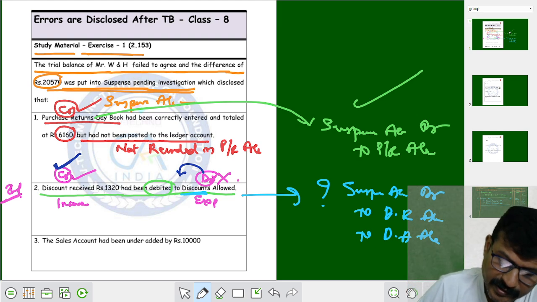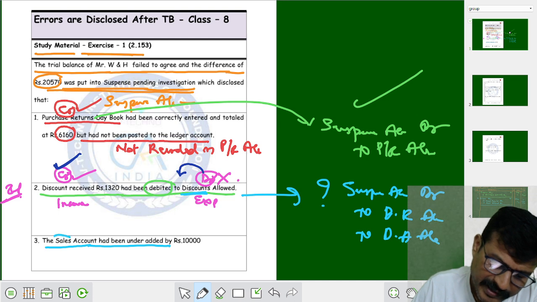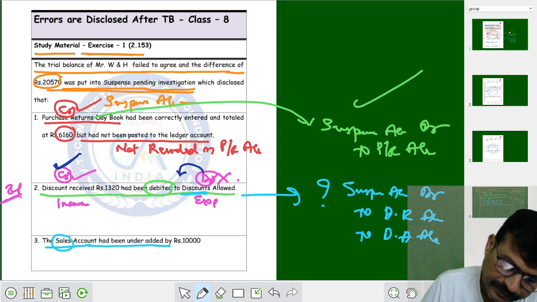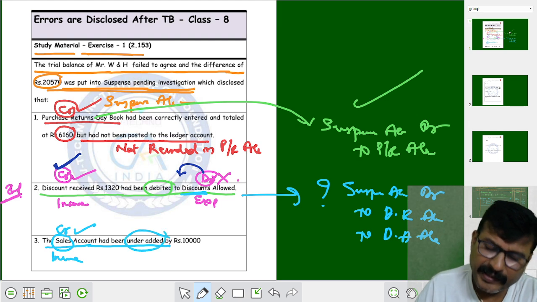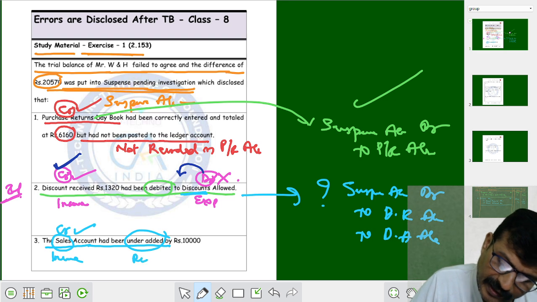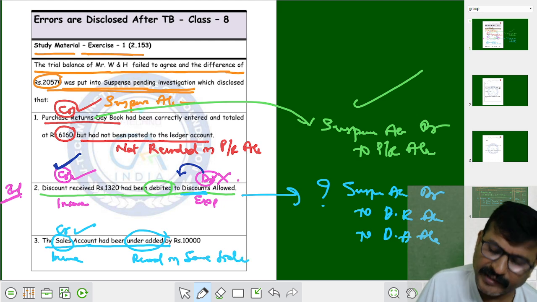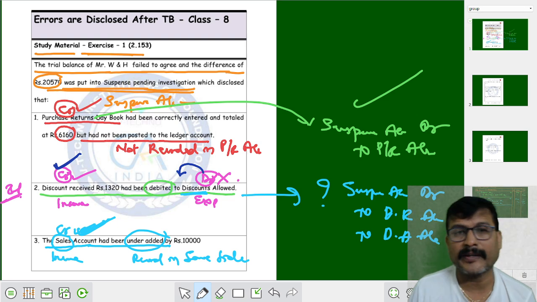See the next one, my dear student. Sales account had been under cast, under added. What did you do? Sales account. Sales is what? Income. Income means what? Correct credit. Has been under added means under cast. When it is under cast, we have to record on the same side. Record on what side? Same side. Same side means it comes where? It comes on the credit side. So we have to record on the credit side only.